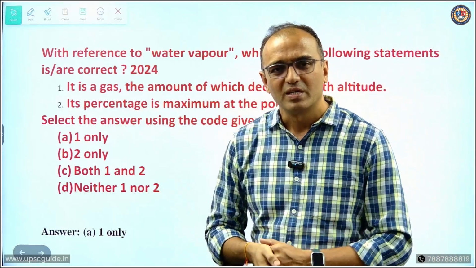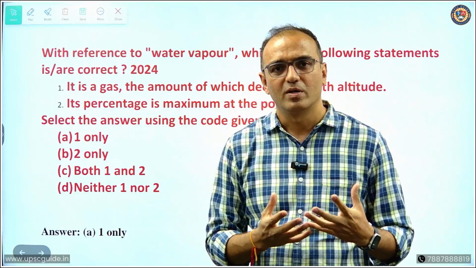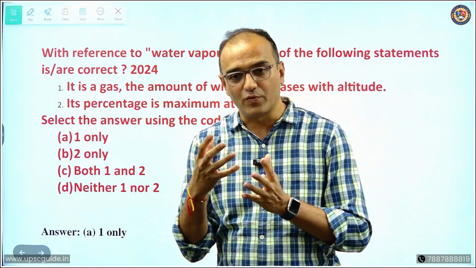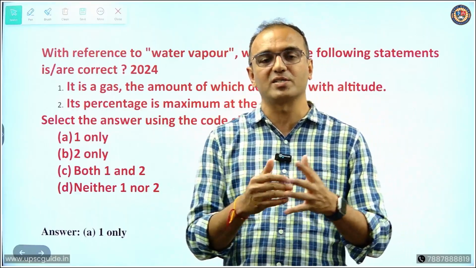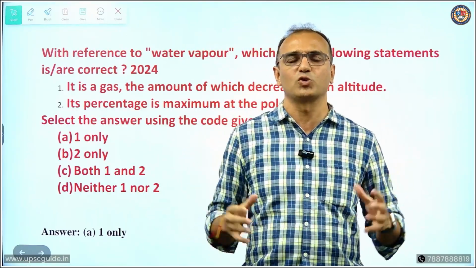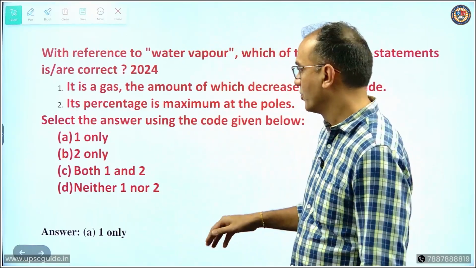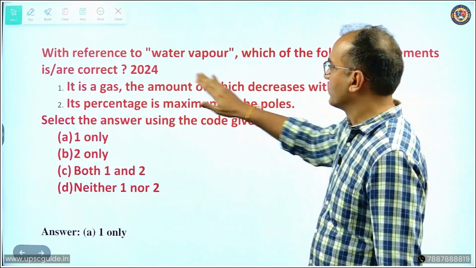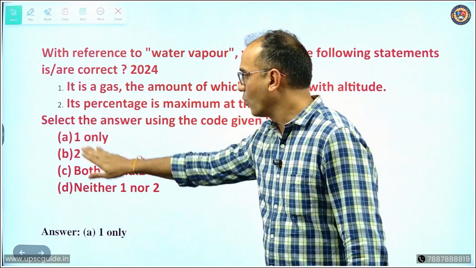Doubtful. The percentage of water vapor at the poles must not be very high. Rather, where there is more evaporation, the equator and the subtropical high pressure belt, or the tropics overall, should have a greater percentage of water vapor. So here, which of the following statements are correct? Answer is A, 1 only.